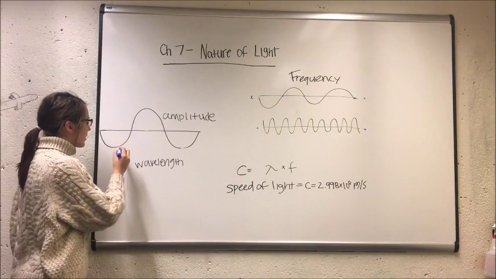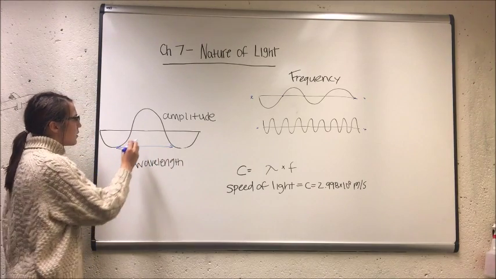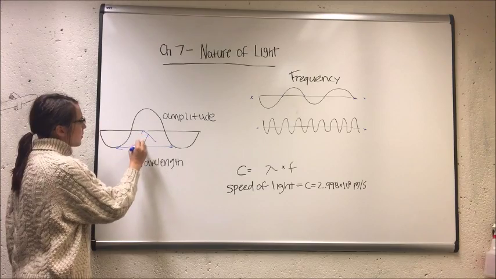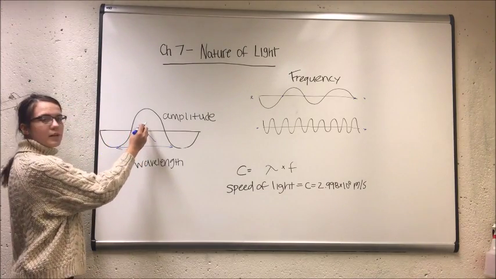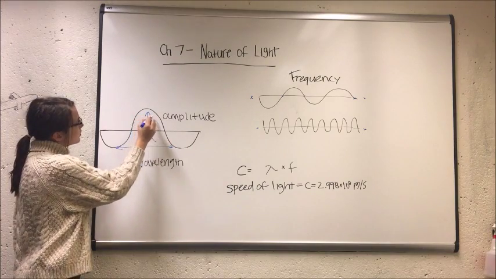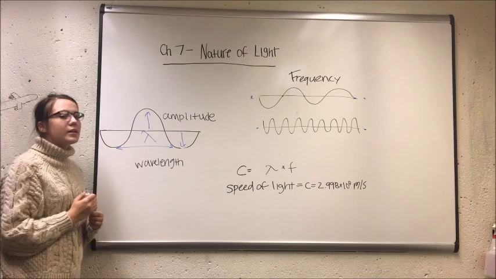Wavelength is going to be the distance from one wave to the next, or crest to crest. This is going to be measured in meters and is represented by the symbol lambda in equations. Amplitude is the distance from the center of a wave to the crest, or the center of a wave to a trough. This deals with intensity.